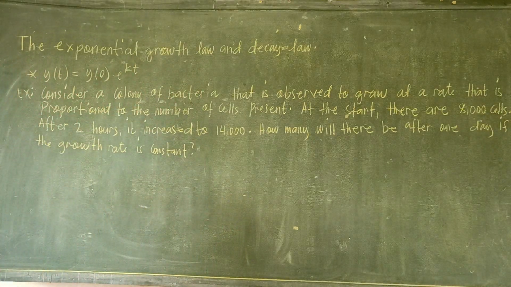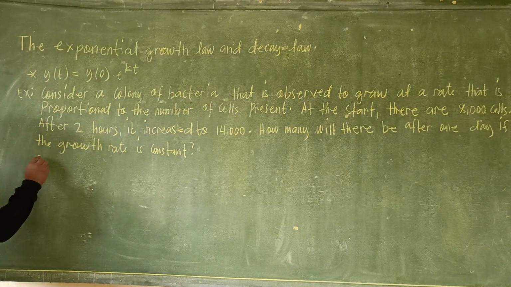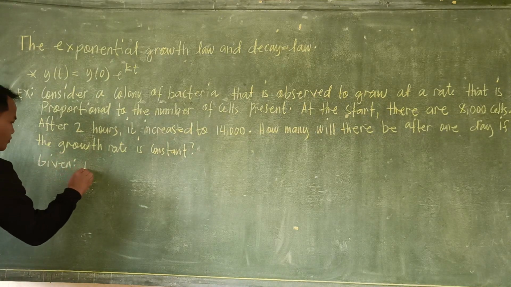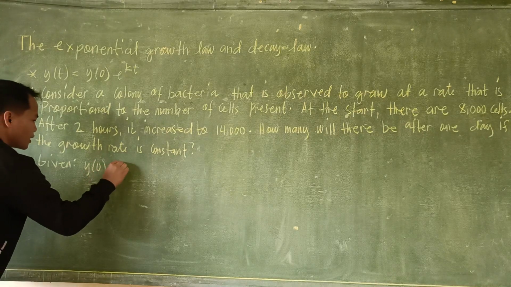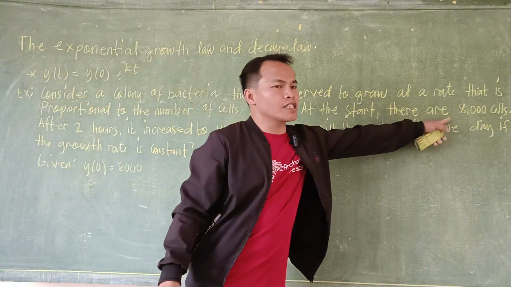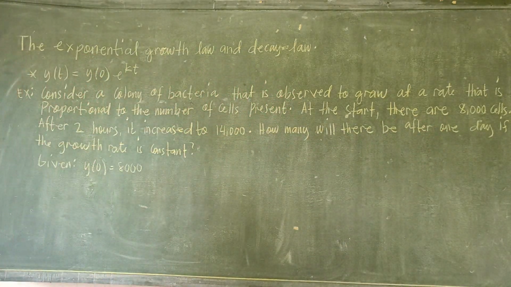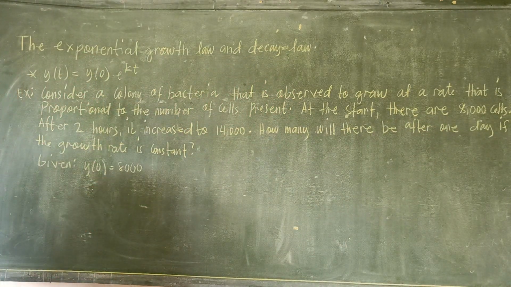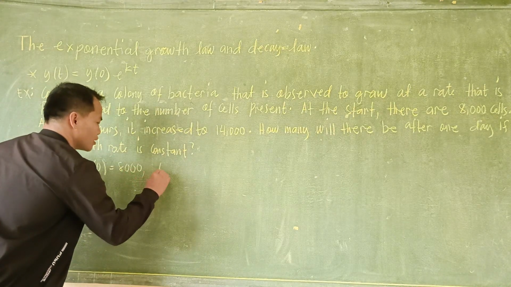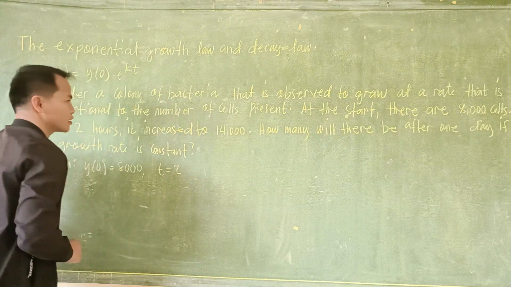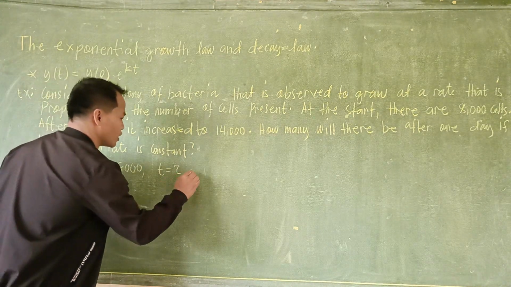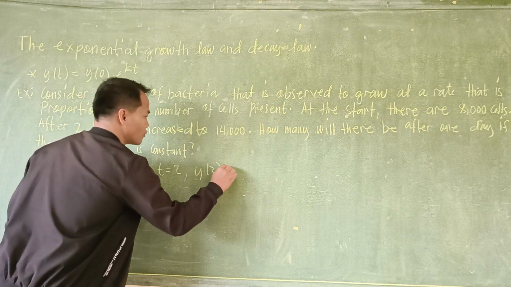So we will start with the given. We are given in the problem that y of 0 is equal to 8,000 cells. That is our initial population, when the time is equal to 0. Then after 2 hours, it increased to 14,000, so y of 2 is equal to 14,000.